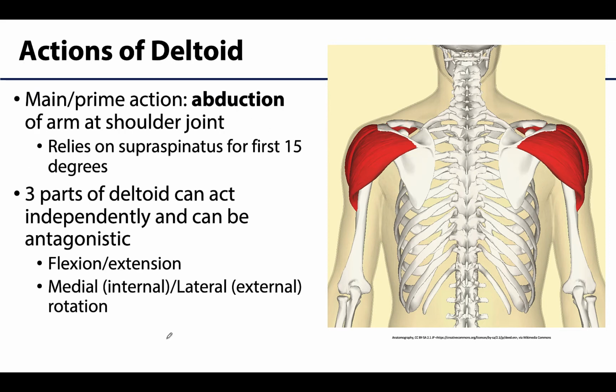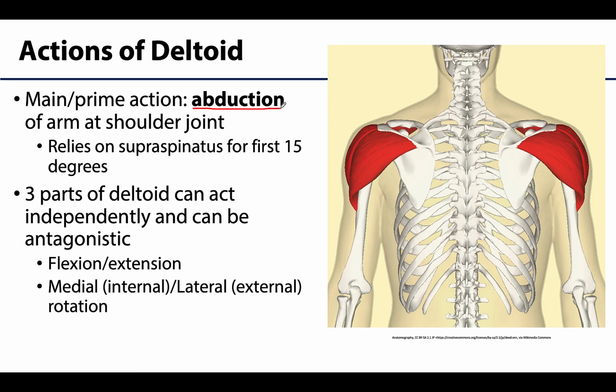So speaking of actions, let's explore this a little bit more. And what I want you to take away regarding deltoid actions is that it is the primary abductor of the shoulder joint. So pulling the arm away from anatomical position in the coronal or frontal plane. So think lifting your arm to point to the side.